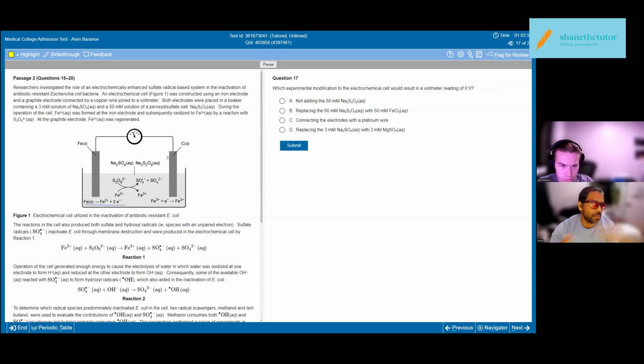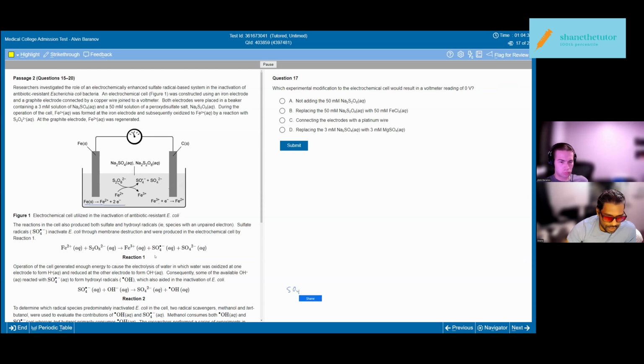By the reaction with the peroxydisulfate. At the graphite electrode, Fe2+ was regenerated. So over here, the Fe3+ gets reduced to regenerate the Fe2+. The reactions in the cell also produced both sulfate and hydroxyl radicals, i.e., species with an unpaired electron. Sulfate radicals inactivate E. coli through membrane destruction and were produced in the electrochemical cell by reaction 1.